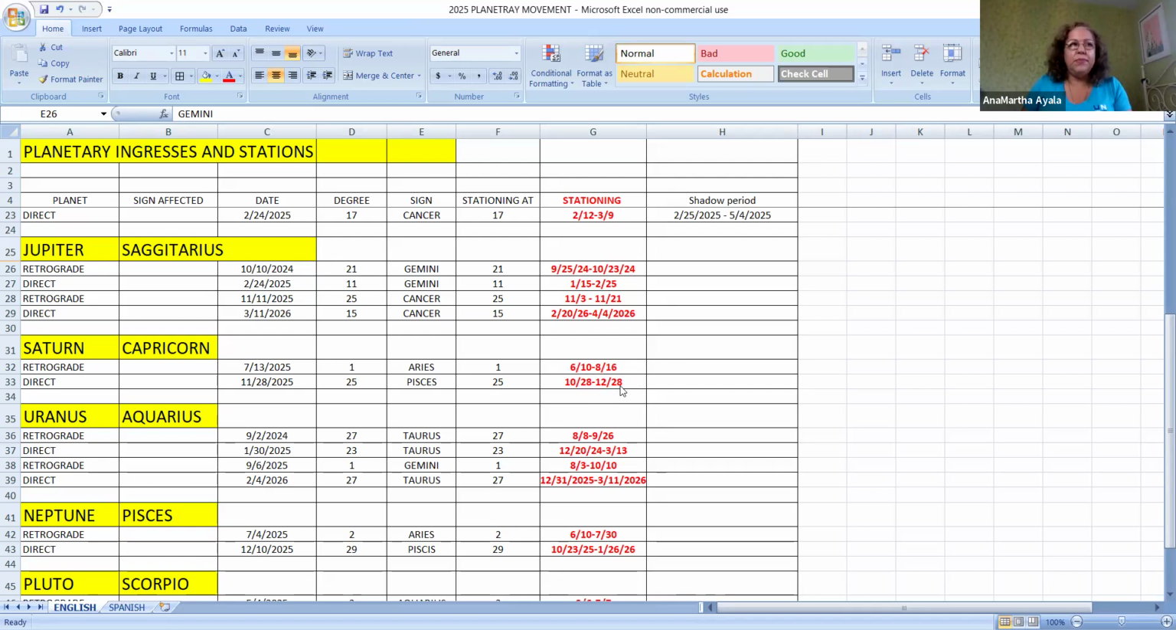Now with Saturn, oof, you get life lessons. You get to review things that maybe you took a shortcut on and didn't pan out well. So now you get to do it all over again. So make sure that you do things right. Again, Saturn affects Capricorn the most because it is the ruler of Capricorn.